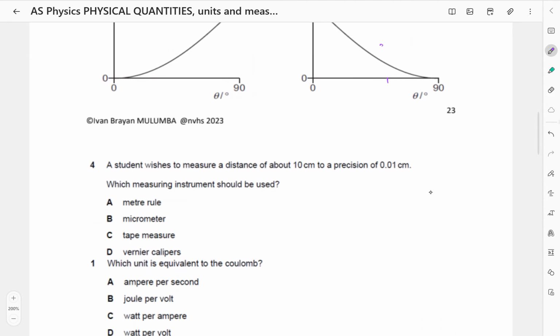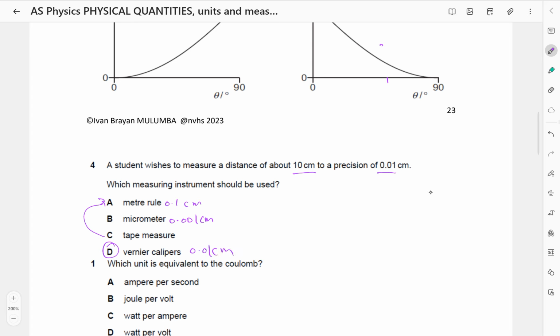A student wishes to measure a distance of about 10 centimeters to a precision of 0.01 centimeter. That is a vernier caliper, I think, because if it is a meter ruler, it will be 0.1. A micrometer screw gauge will be 0.001 in centimeters. A tape measure would have almost the same as a meter ruler, so our answer is going to be D, which is 0.01 centimeters.